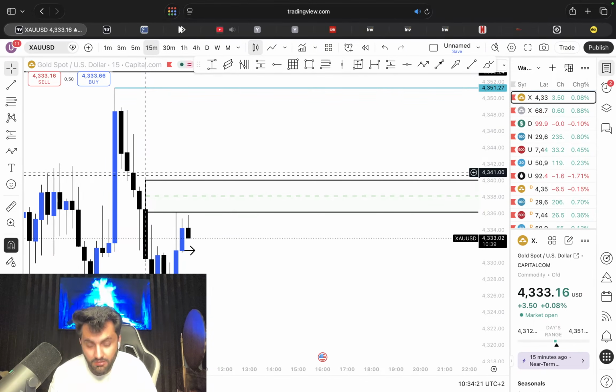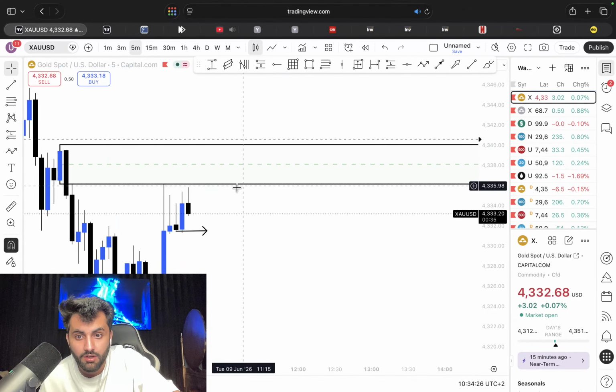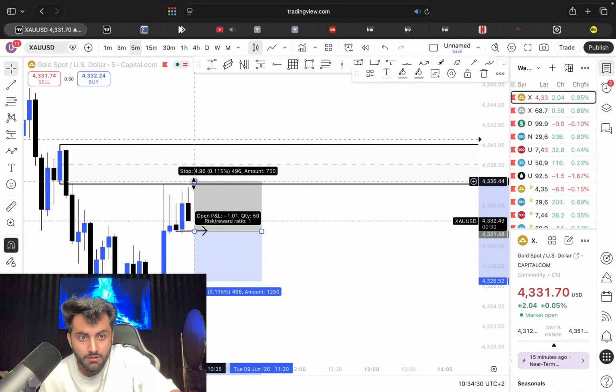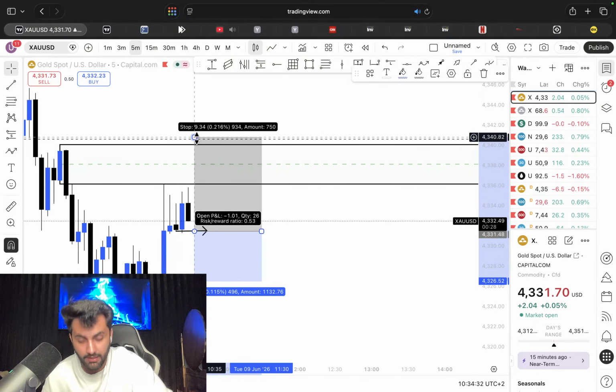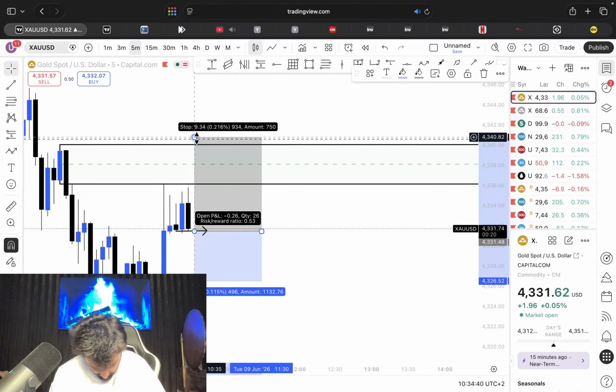I'm tapping out the signal for you guys in case it does form. We're gonna enter somewhere around here. Stop loss has to go here. We have to give it space. 4340 to come.